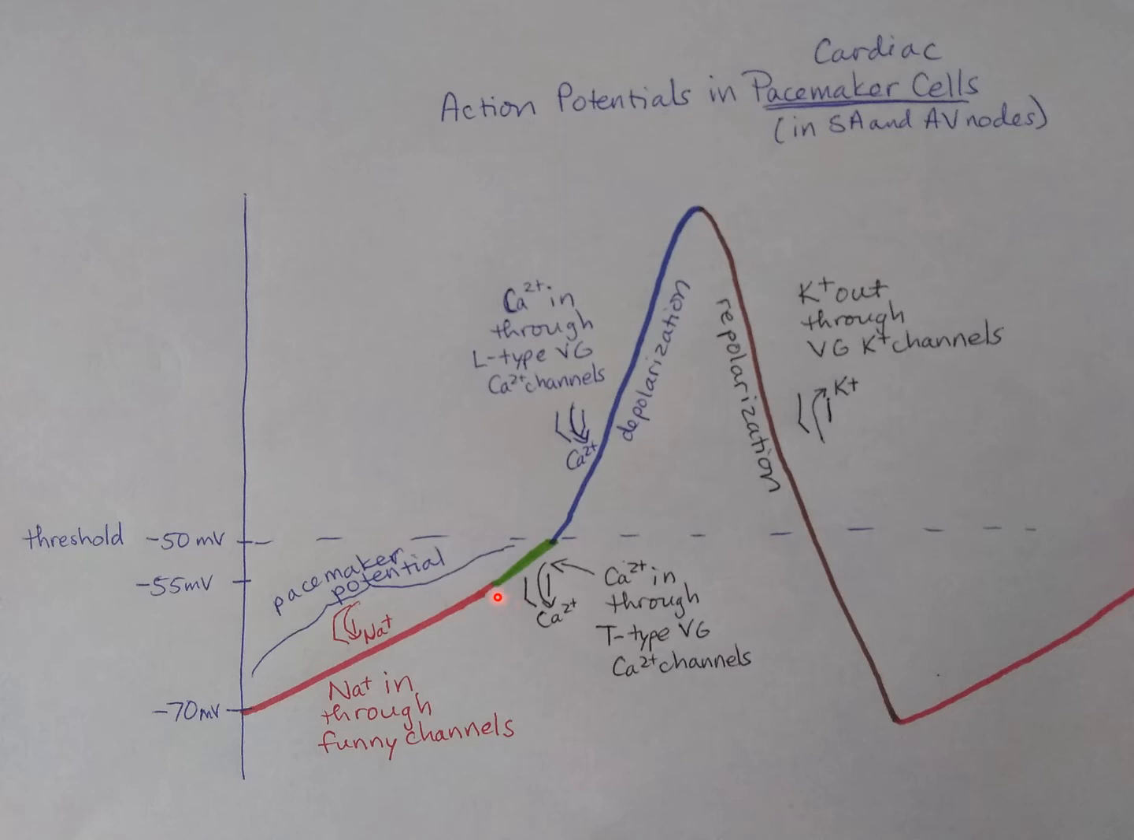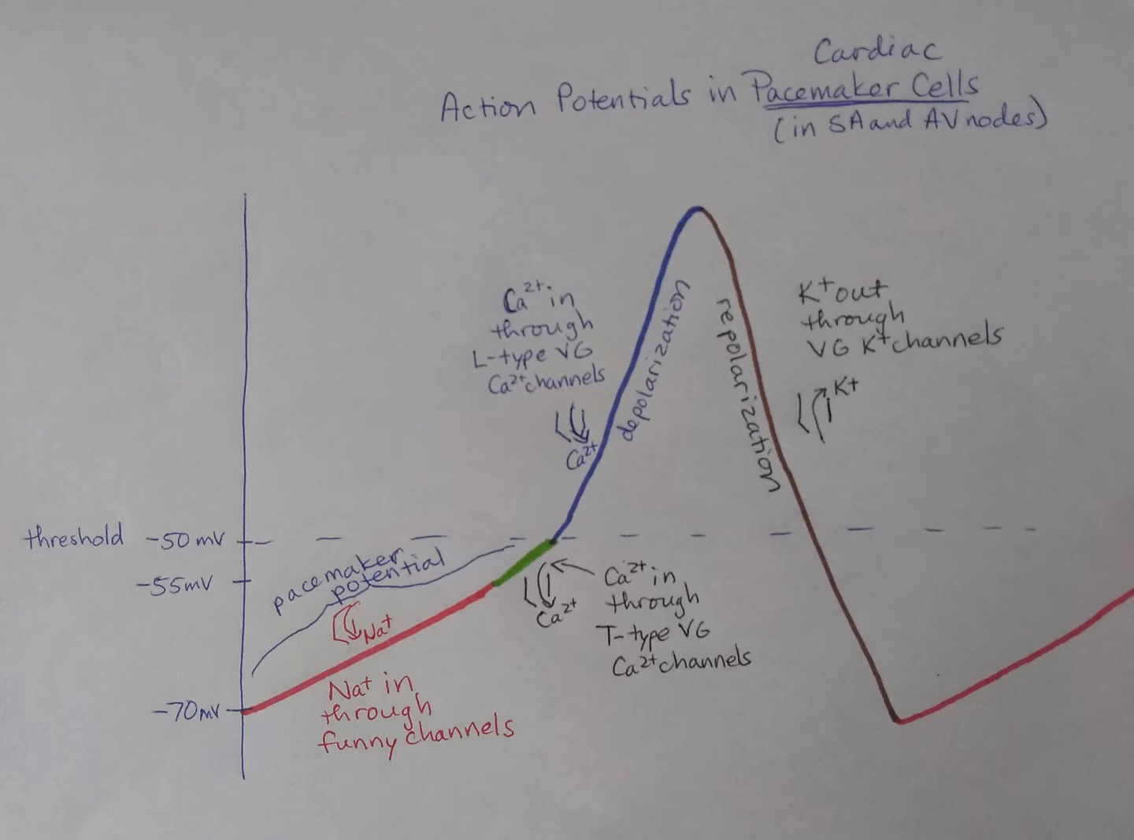And then at minus 55 millivolts, the funny channels will close, but we haven't reached threshold yet at minus 50 millivolts. So at minus 55 millivolts, another type of voltage-gated channel opens here in green. And these are called T-type voltage-gated calcium channels. So T stands for transient, just saying that they're not going to be open for very long. So these T-type voltage-gated calcium channels are just open from minus 55 millivolts up to minus 50 millivolts when you reach threshold. So they allow calcium to come in, and that makes it more positive. And then the pacemaker cell reaches threshold, and then we're going to generate our action potential.